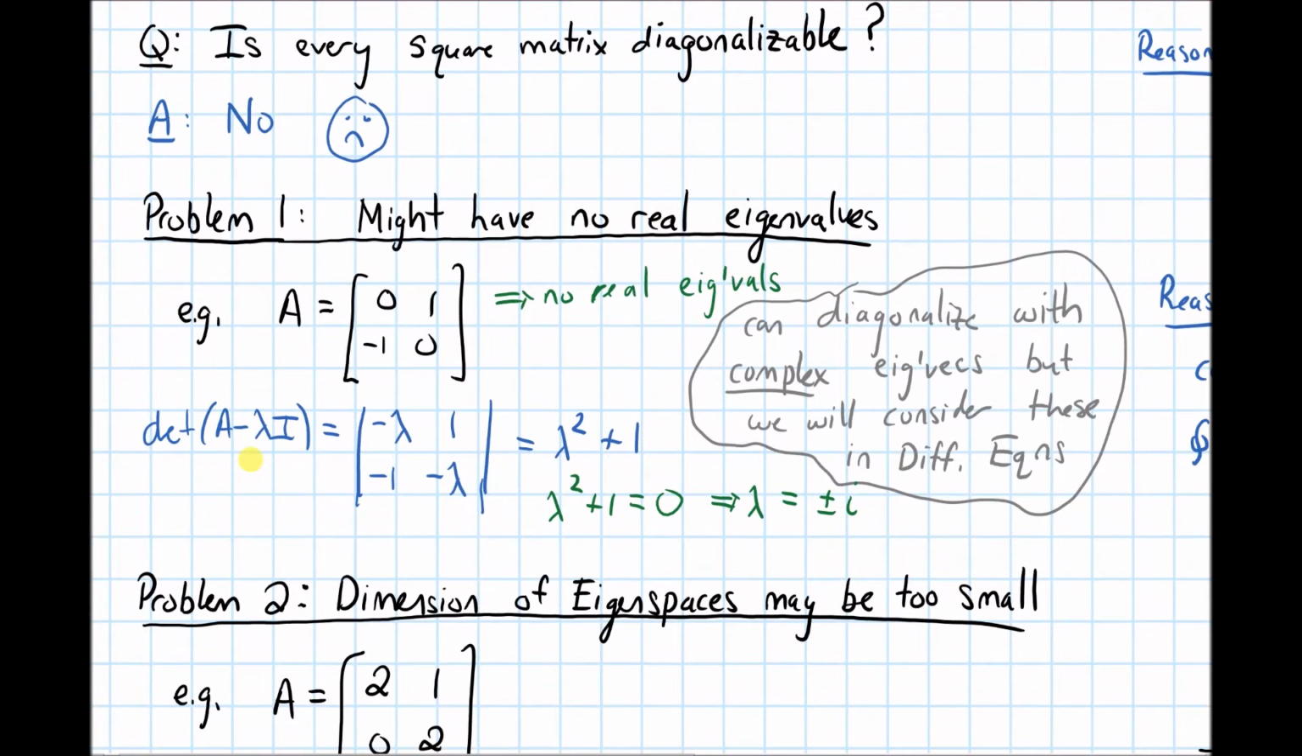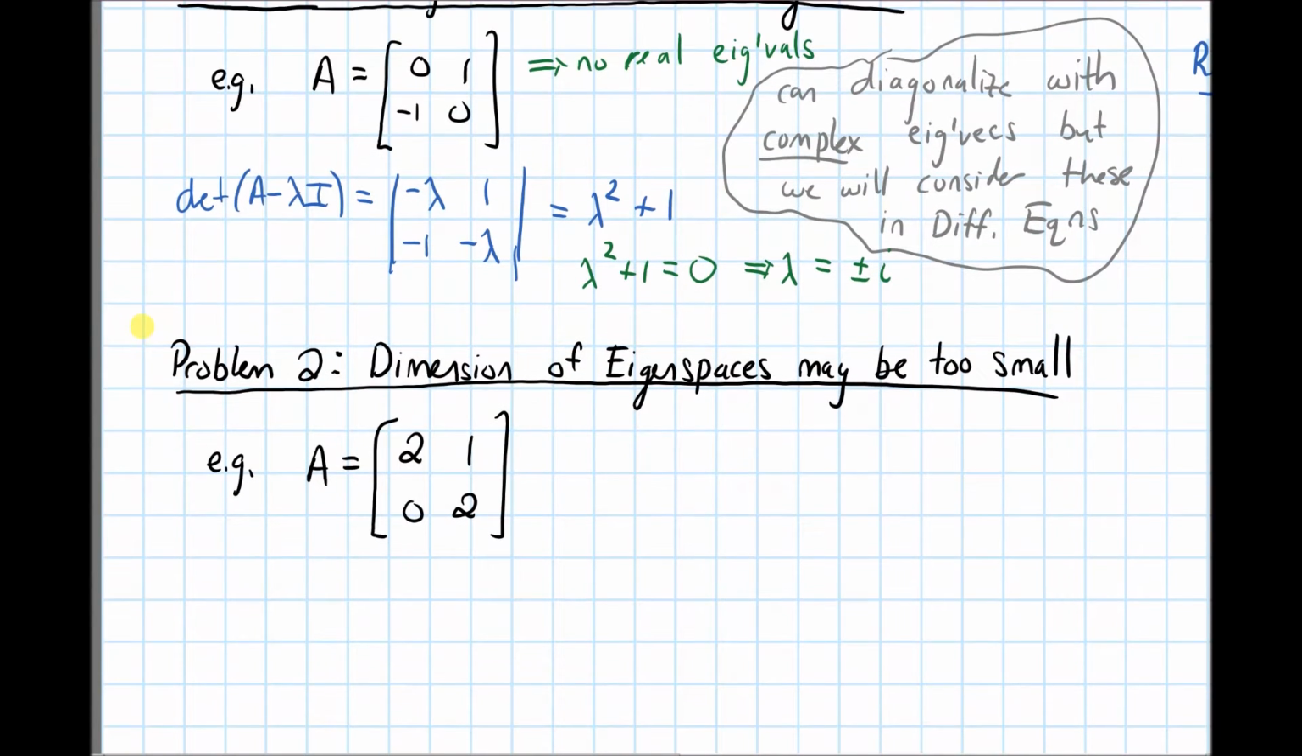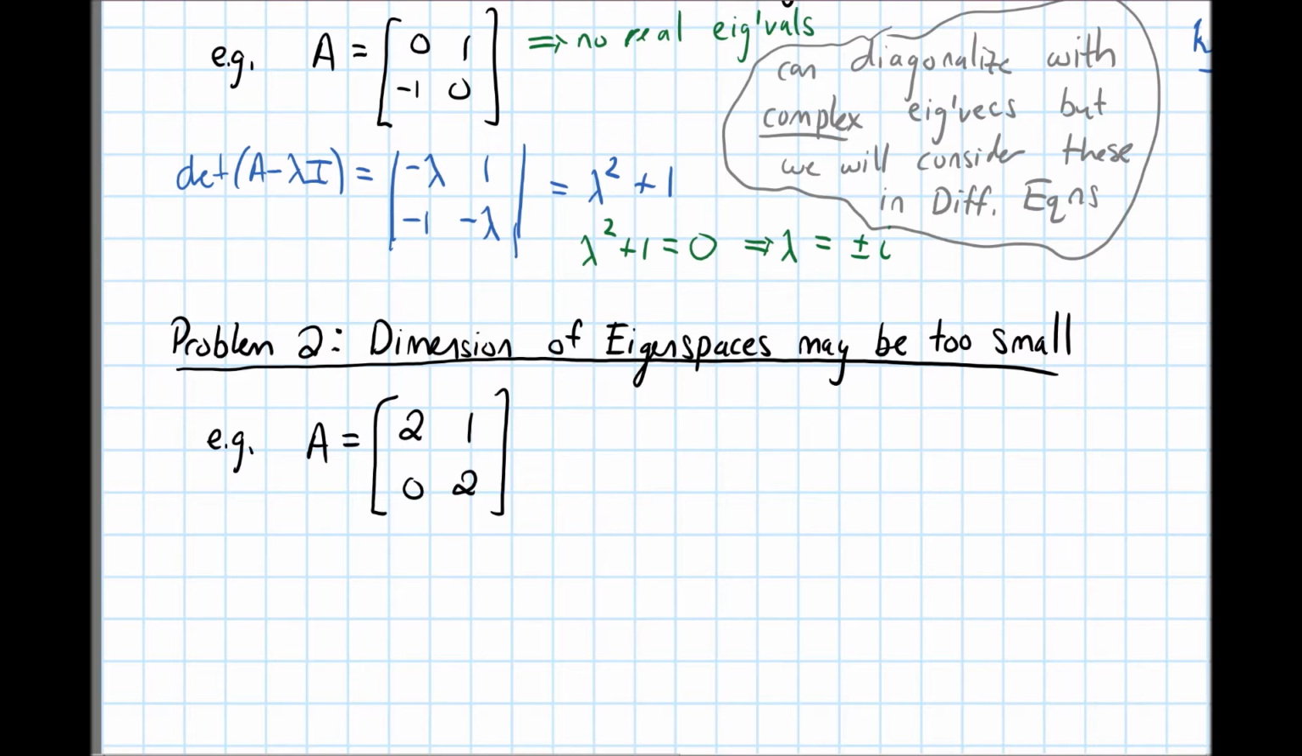Okay, so there's another problem that we can run into, and this is the one that we care about more right now. This is the one we're going to see more. So let's say I have a matrix like this. This is an upper triangular matrix. So I can read off the eigenvalues because they're just the diagonal entries. So the only eigenvalue here is 2. It occurs twice. It has algebraic multiplicity 2 because that 2 occurs twice.